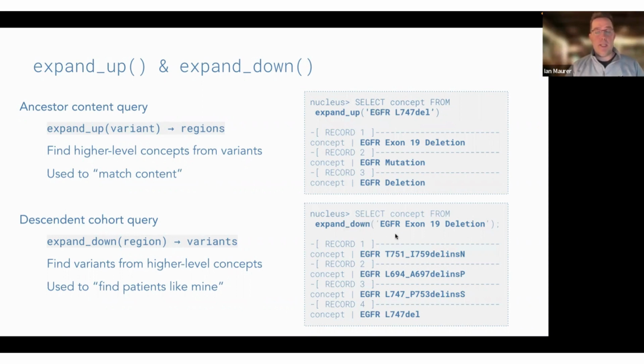We can also do expanding down. It means we can go find all of the EGFR exon 19 deletions that are in the GENIE data set. And these are the first 4 records that show up when you do that query.